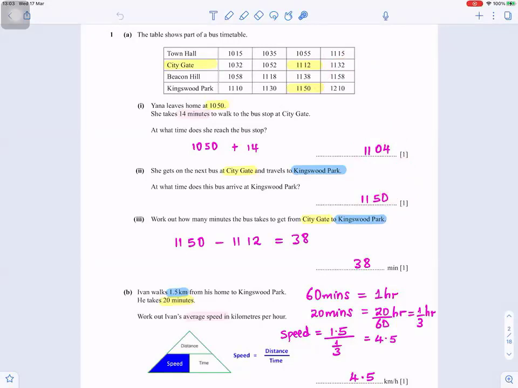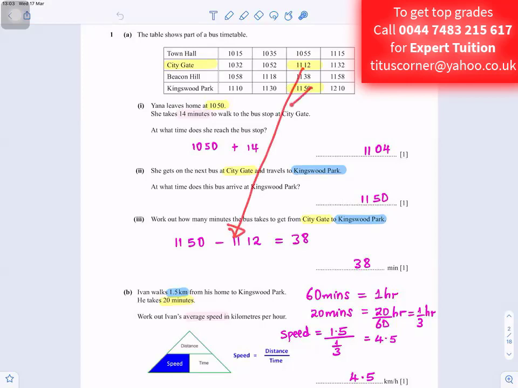Part 3. Work out how many minutes the bus takes to get from City Gate to Kingswood Park. So you want to work out 11:50 minus 11:12, because that's when the bus leaves City Gate. 11:50 minus 11:12 is 38 minutes.